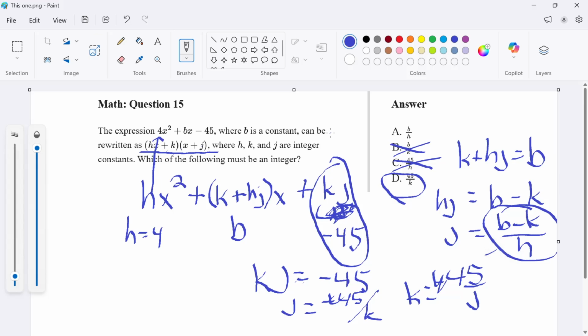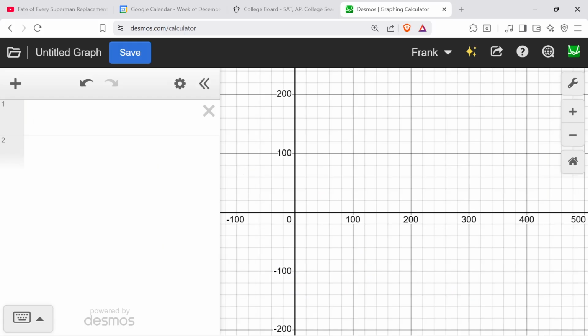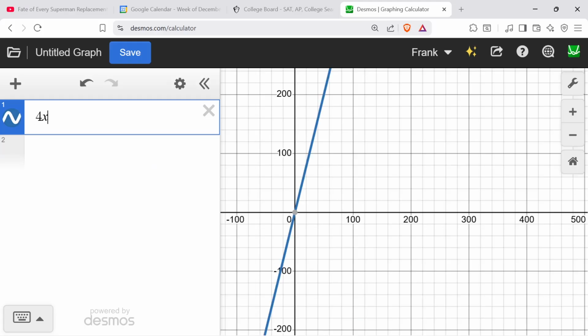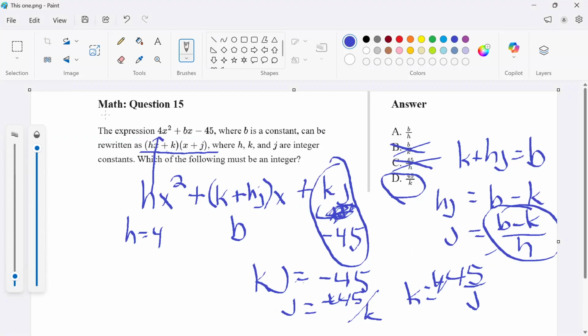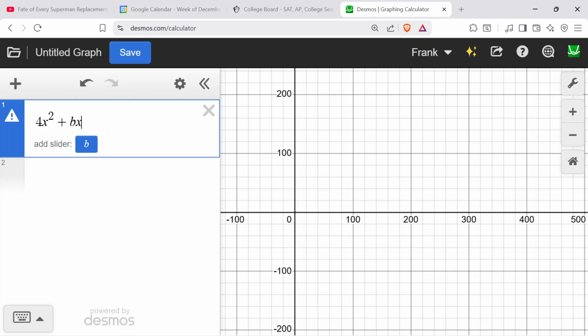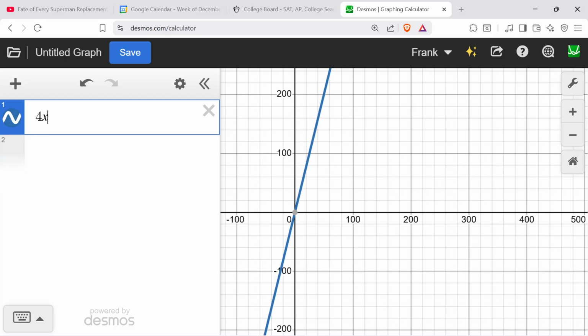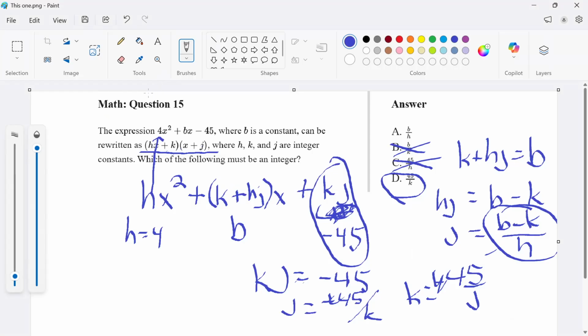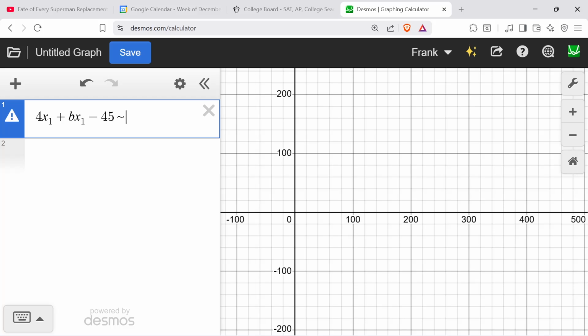But, all right, so I have to know a little bit something to get this, but could I work this on Desmos? And I certainly can. I want to do this as a regression, so I'm going to put 4x sub 1 squared plus bx sub 1 minus 45. And then instead of equal, I'm going to hit shift and put this apostrophe, which gives me this tilde. Some people call it the cloud.